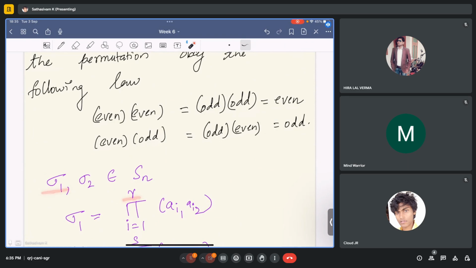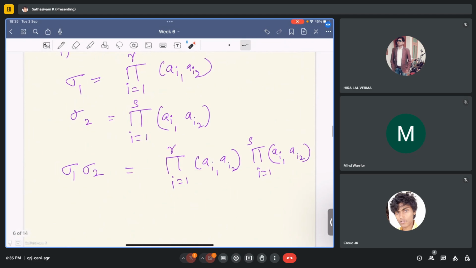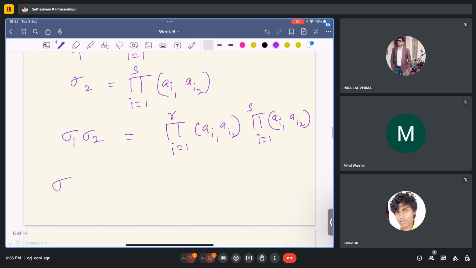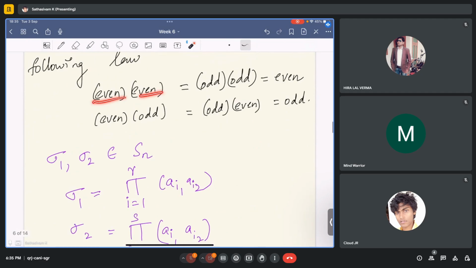If r is even, then the sign of the sigma is even. If r is odd, then the sign of the sigma is odd, right? So when you multiply, you can write sigma 1 sigma 2 as r plus s transpositions. From here you can directly do it, right? If you take two even permutations, that means these two numbers are even. And what is r plus s?